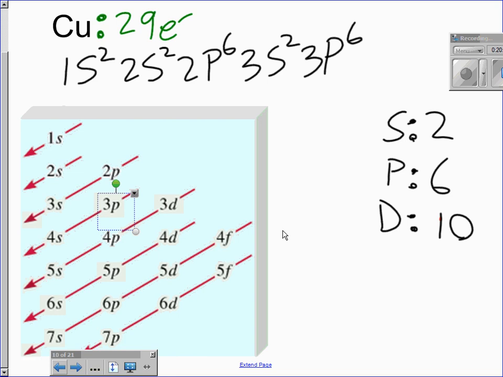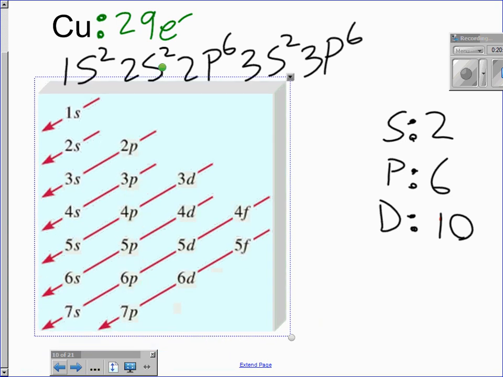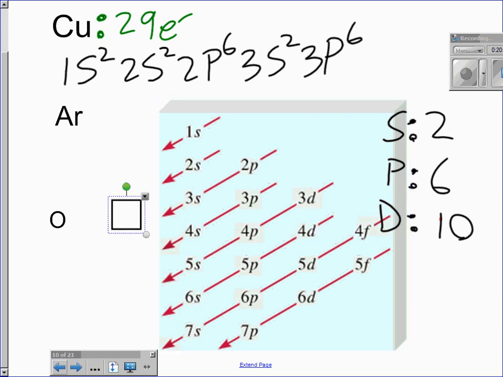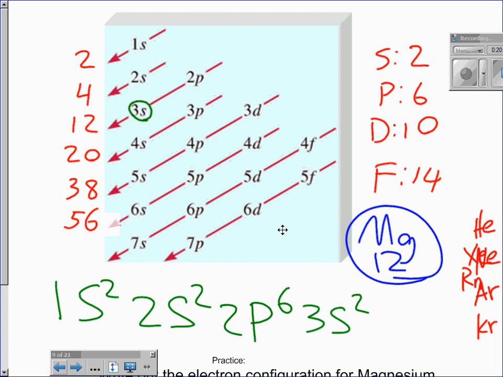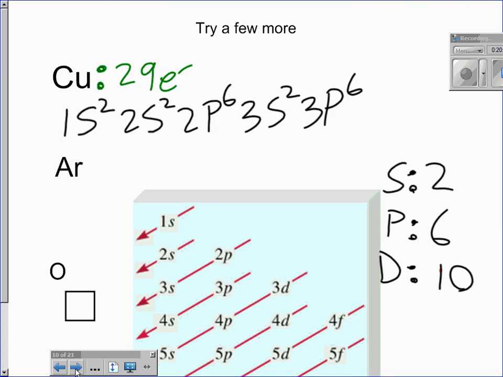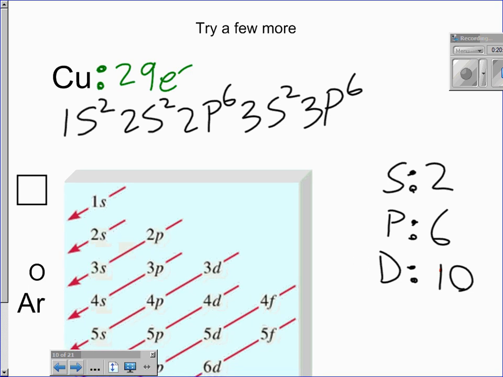We keep going. After 3p, oops, what happened to my box? There it is. Come on. What the heck is happening? There we go. All right. Oh, there's my box. It is disappearing. This is not working good. All right, you're just going to have to follow along.